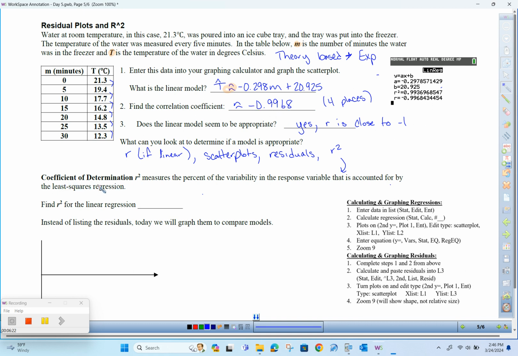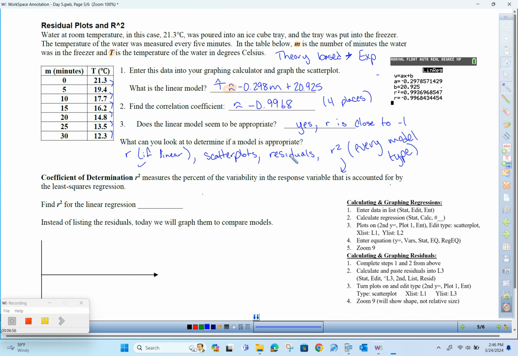what's called the coefficient of determination. So R is for linear, but this R squared, this coefficient of determination, we can do that for every type of model. And that makes it a little bit more useful for us. Okay. We already went over scatter plots and residuals, kind of the things to look for.